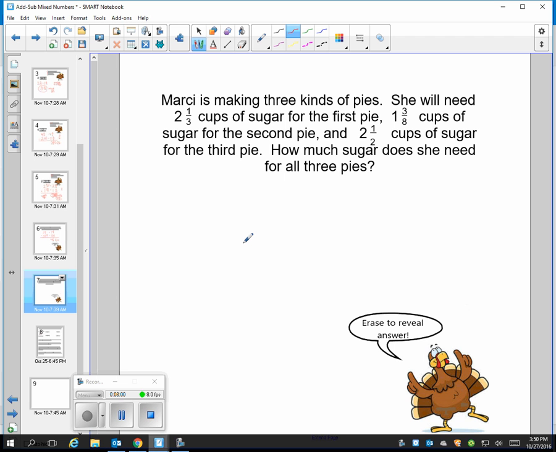Marcy's making 3 kinds of pies. She will need 2 1/3 cups of sugar for the first pie, 1 3/8 cup of sugar for the second pie, and 2 1/2 cups of sugar for the third pie. How much sugar does she need for all 3 pies?